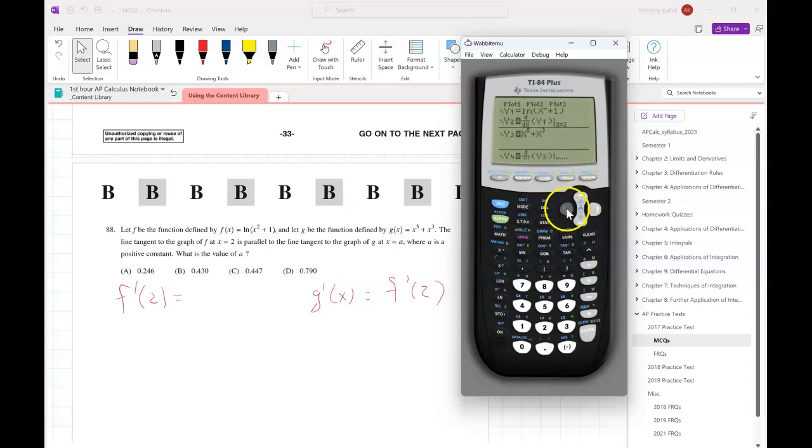Oops, and I don't want to graph the g. So now I'm just going to look for the intersection between these guys. And looking at my values here, I really only need to go from 0 to 1 on my x. So I'm just going to hit that. Here's f prime of x being drawn in. Here comes g prime of x.